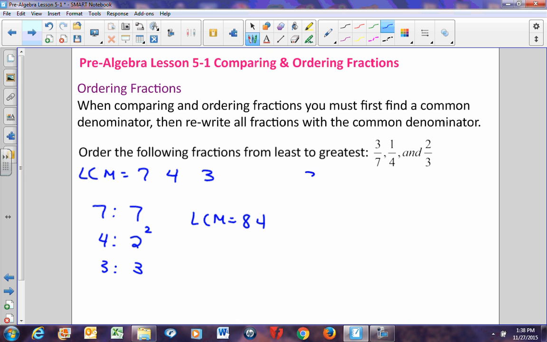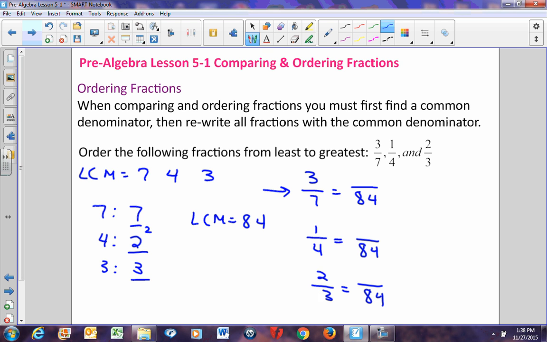So I'm going to take 3/7 and change it over to something over 84. I'm going to take 1/4 and change it over to something over 84. And I'm going to take 2/3 and change it over to something over 84. Okay, now, remember I got my least common multiple by multiplying 7 times 2 squared times 3. I have a 7 over here on the 3/7. I need a 2 squared and a 3, and 4 times 3 is 12.